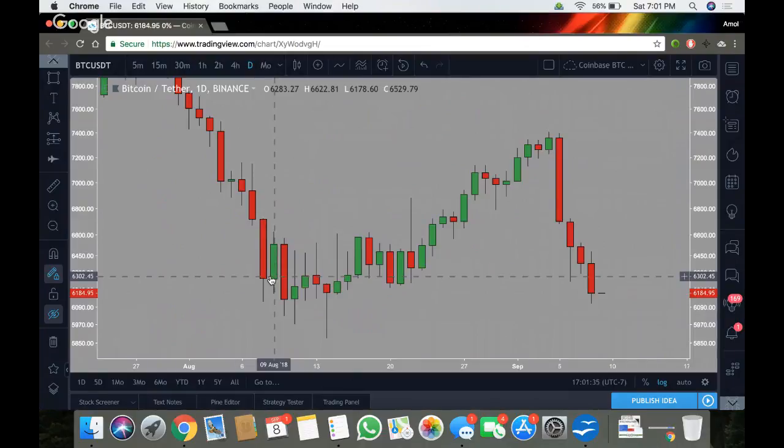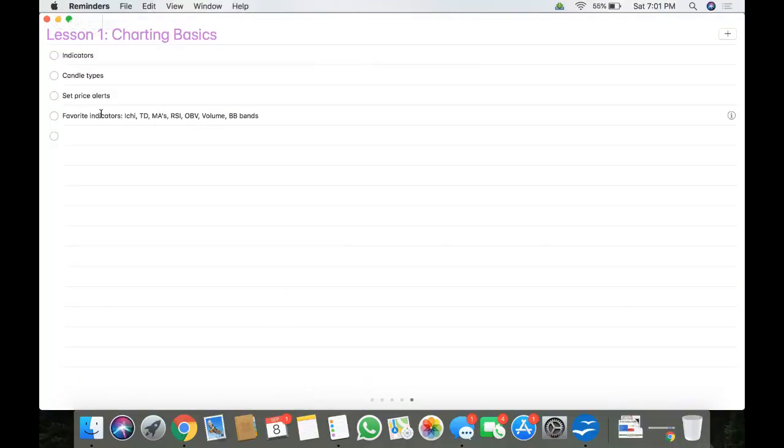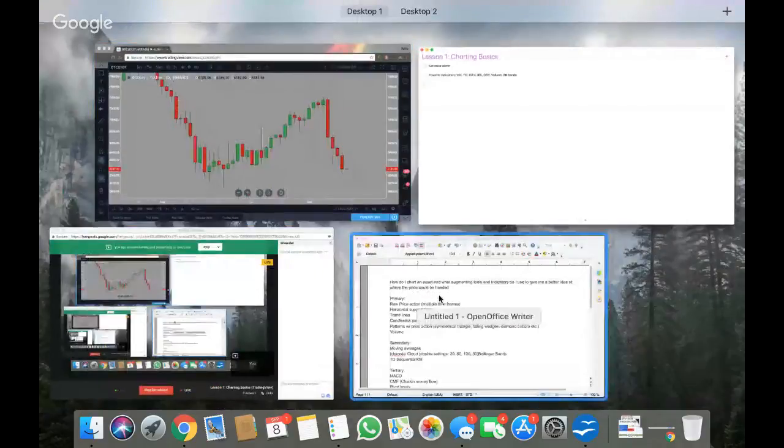There's all kinds, guys. There's dojis and long-legged dojis and gravestone dojis and bearish engulfing, morning stars, shooting stars, all kinds of stuff. If you have any more questions, shoot them my way, and I will give you guys a guide of how to learn candlestick patterns. All right, so indicators. Let me go through that actually.